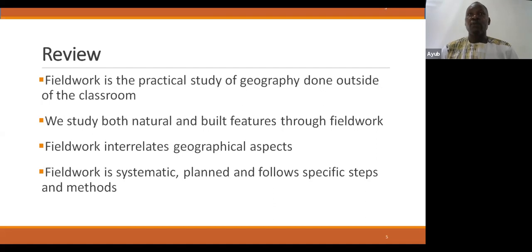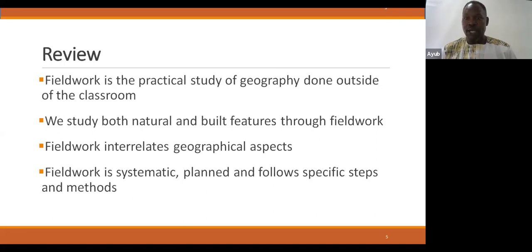So what did we do last time? Last time when we met, we said that fieldwork is the practical study of geography and it is done outside of the classroom. That one we agreed. That came out very well. Number 2, we said when we go for fieldwork, we study both the natural and built features. I'll attend to the hands that are being raised at a later date. Let us first have a quick review.